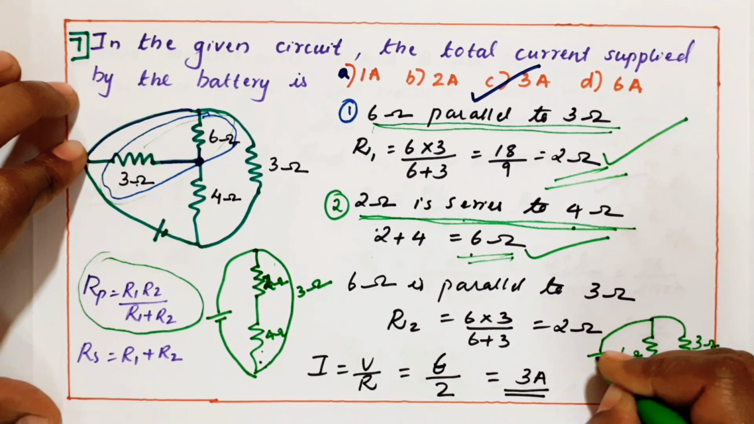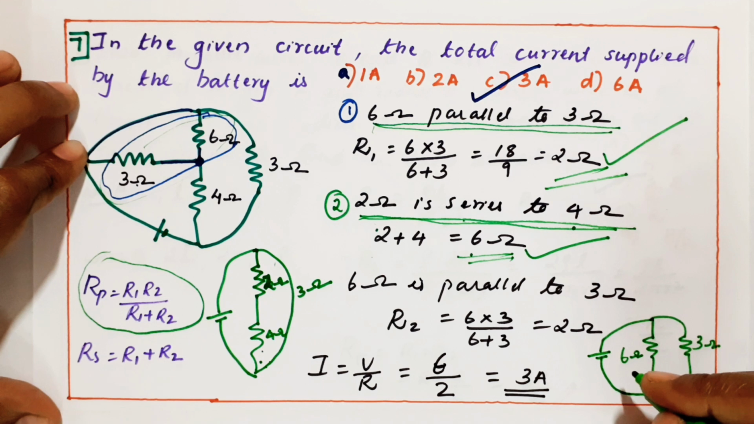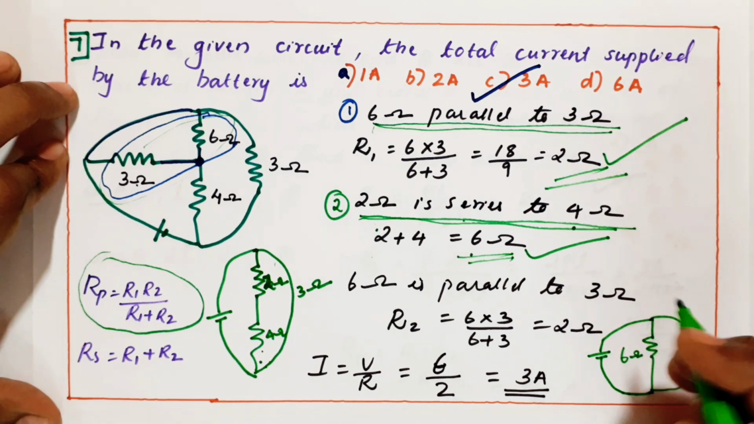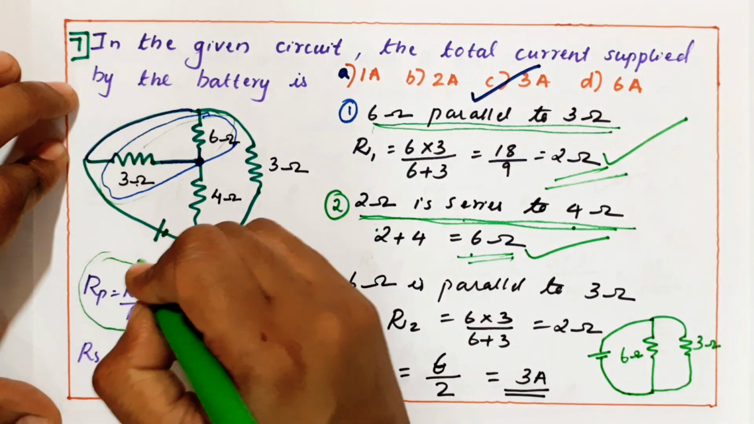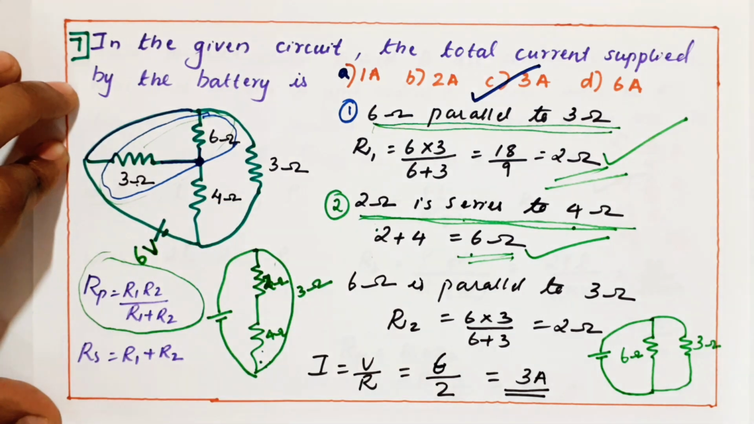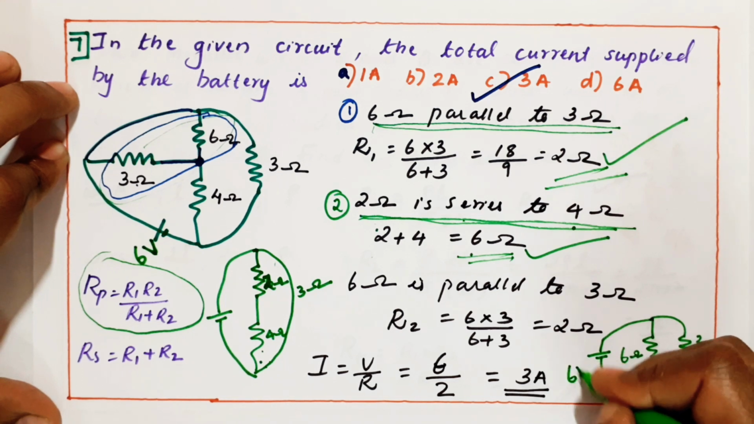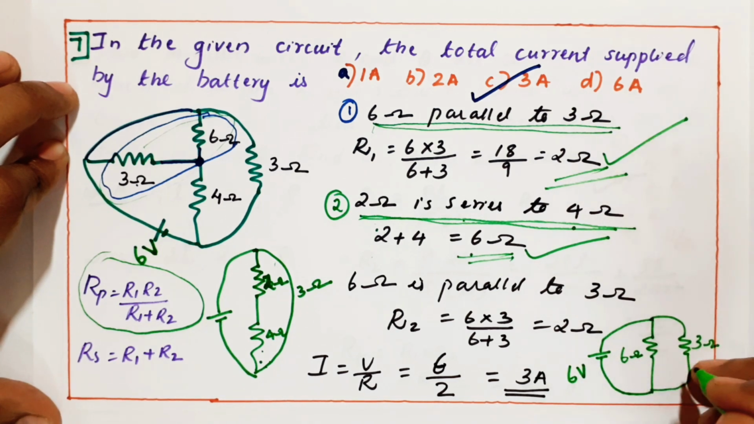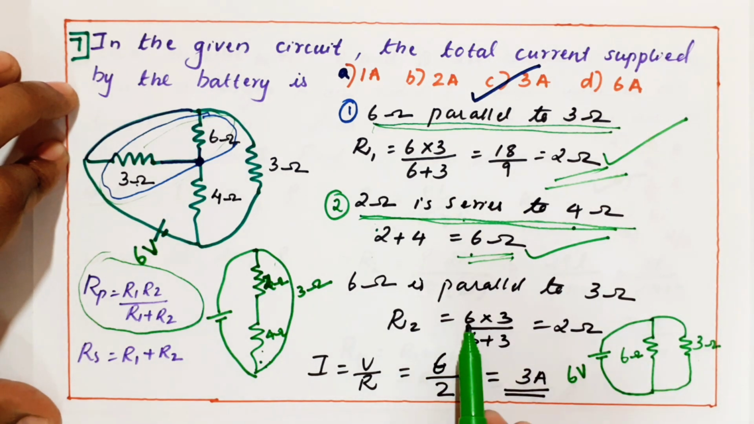These are connected to a cell of some voltage. What voltage is given? Here the voltage I did not mention, right? So this is 6 volt. I can write this as 6 volt. These two, 6 ohm and 3 ohm, are connected in parallel. So I can write here 6 ohm parallel to 3 ohm. Again you have to write the parallel equation: 6 into 3 by 6 plus 3, that is 2 ohm.